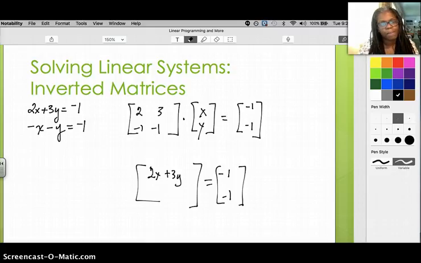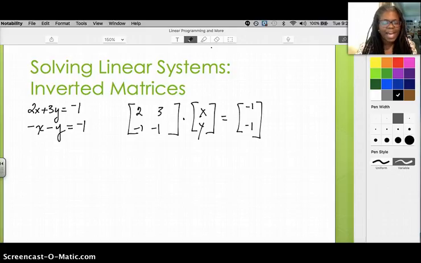And similarly, if I multiply -1 times x, y, this row by this column, I will get -x plus a negative y, which should equal this. And therefore, this element in the matrix should equal this one, and this one should equal this one. So you can see that this is just a restatement of our problem. So let's see if we can think through a way to solve this.